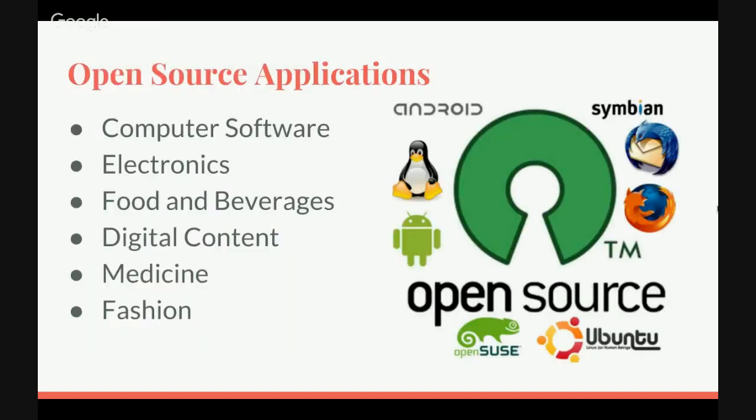Additionally, the term open source can be applied to a variety of applications. Open source can be applied to computer software, electronics, food and beverages, digital content, medicine, fashion, and much more. Some examples of these applications include Android, Linux, Symbian, Firefox, and Ubuntu. As we can see, it has become more and more common for companies to establish open source policies.